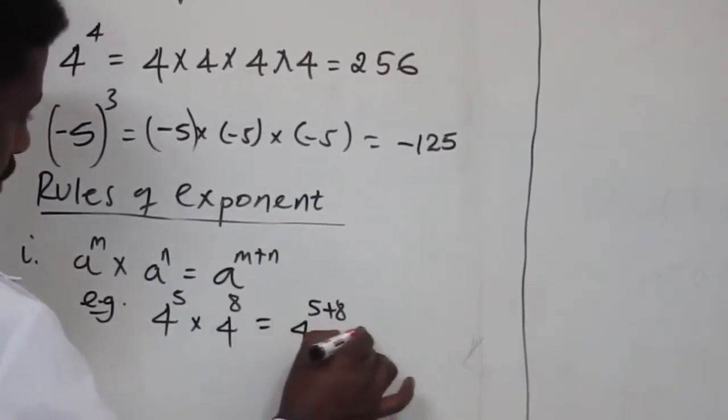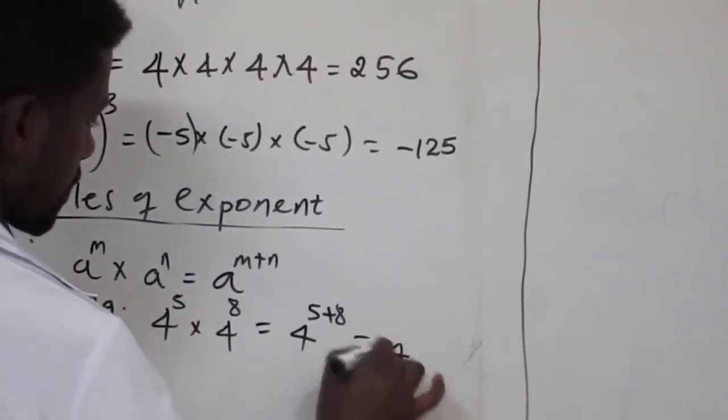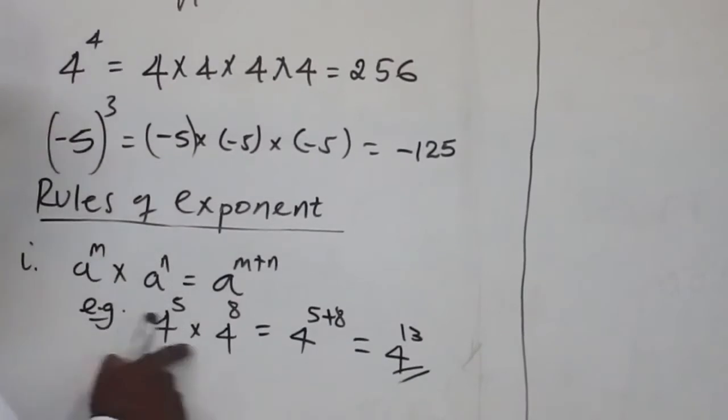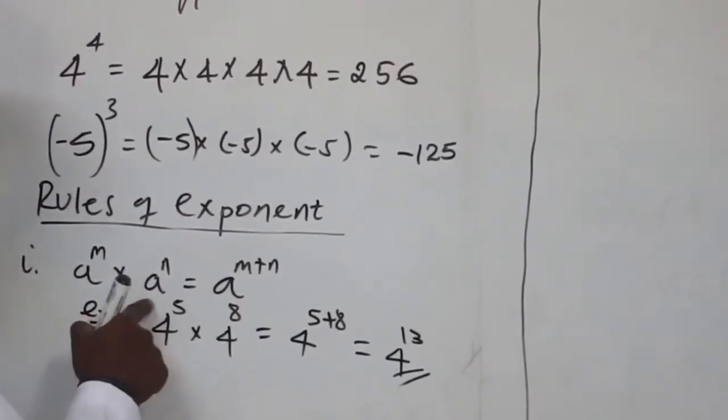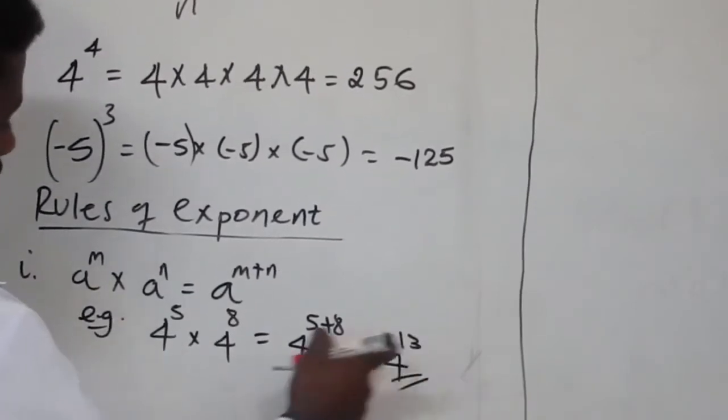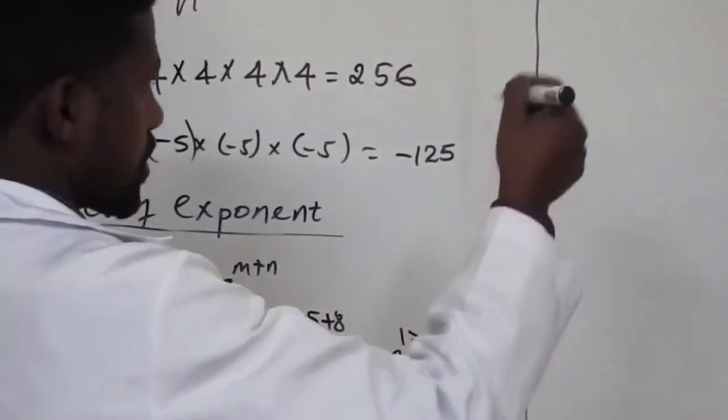Okay, the exponents. So finally it becomes what? 4 to the power of 5 plus 8, which is 13. This is equivalent to the first one. That's 4 to the power of 5 times 4 to the power of 8, which is the same as 4 to the power of 13.